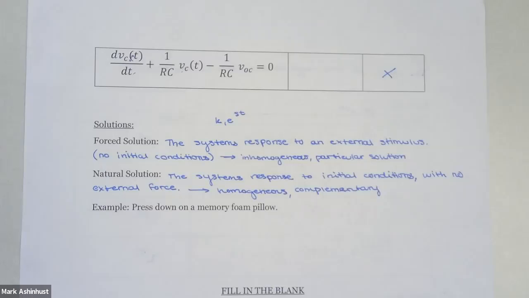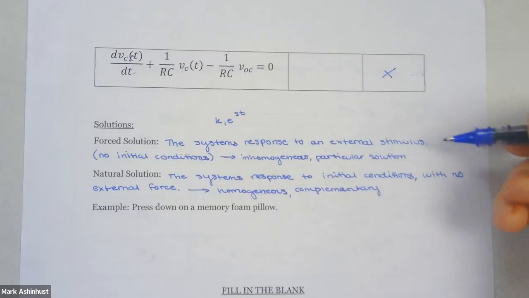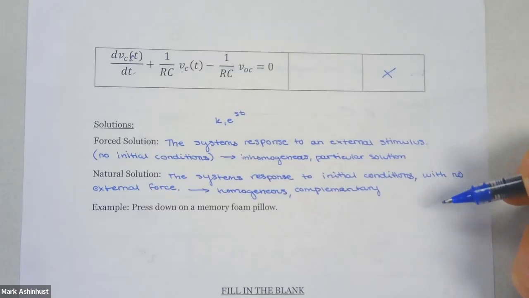And the natural response is what happens because of your initial conditions. So your forced response is pushing into the pillow. The natural response is it slowly inflating back up, right? The initial condition is you pushed on it, and then it inflates back up. So the forced response will be pushing into the pillow. The natural response, the complementary, will be what happens after, so the pillow coming back up.